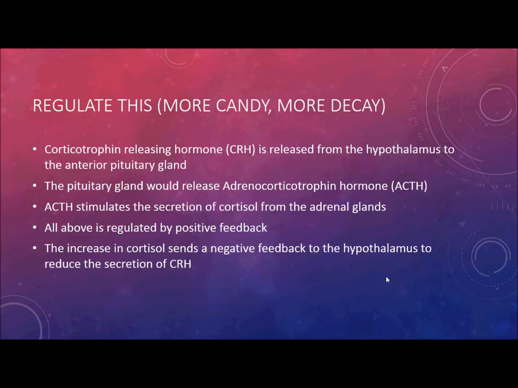So, as you can see, there is a hypothalamus, pituitary and adrenal axis. Why did we say more candy, more decay? All of this is due to positive feedback regulation. If we want to increase the cortisol, we need to increase from the very top the corticotrophin releasing hormone, and then it will increase the adrenocorticotrophin hormone.